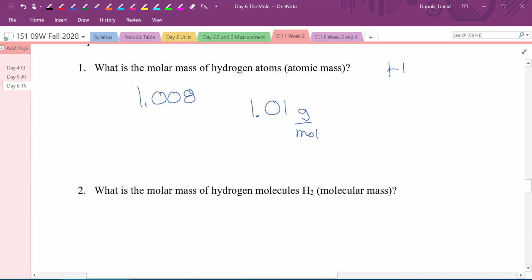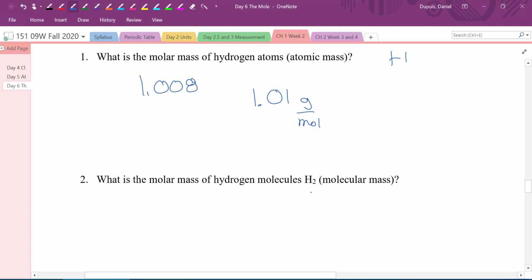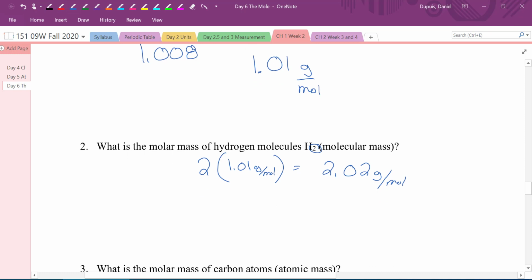Number 2 says, what's the molar mass of hydrogen molecules, H2? Well, if H is 1.01 and there's two H's, I have to just double that, and I get 2.02 grams per mole. What we did not write is that it's grams of hydrogen per 1 mole of hydrogen. We didn't write that down, but that's part of the unit, just to be clear on that.